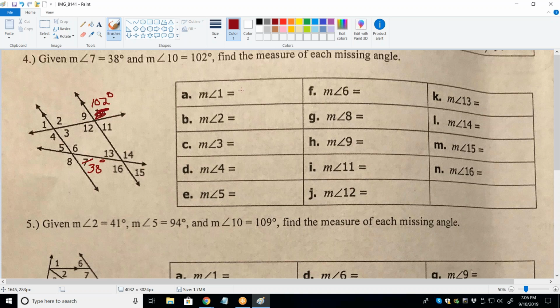So what is angle 1? Angle 1 is 78. It's angle 2. 78? No. Angle 2 is the same as angle 10. Oh, 102. Because parallel lines. In other words, 2 is a corresponding angle with 10. We have parallel lines with a transversal. So what's 2? 102. What's 3? 3 is 102.